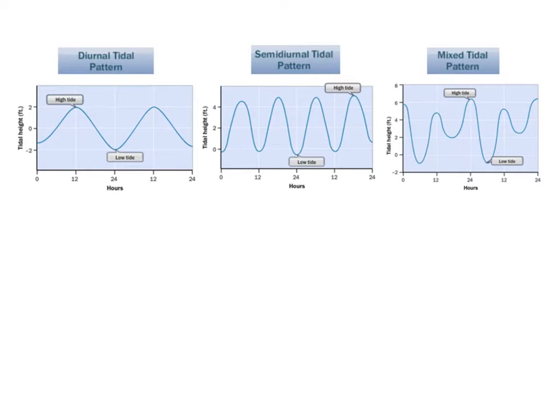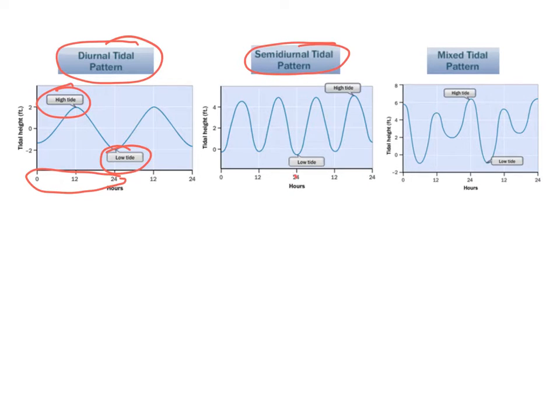Now we can define the tidal pattern by how often we have a high and a low tide in a 24-hour period. So notice here we have the diurnal tide pattern. And the diurnal tide pattern means that in a period of 24 hours, we have exactly one high tide and one low tide.